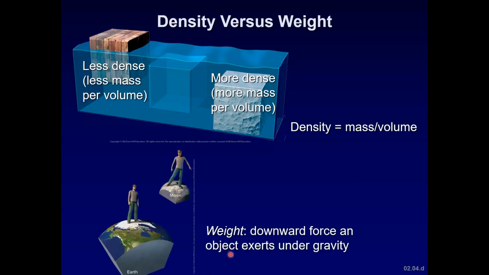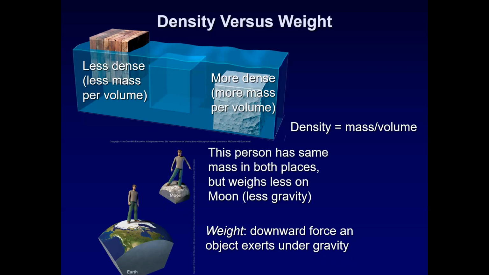Weight is the downward force an object exerts under gravity. And with that, a person will have the same mass on the moon and on Earth, but the weights are different because gravity is different.